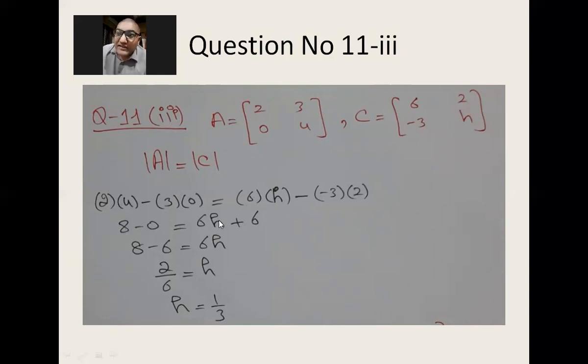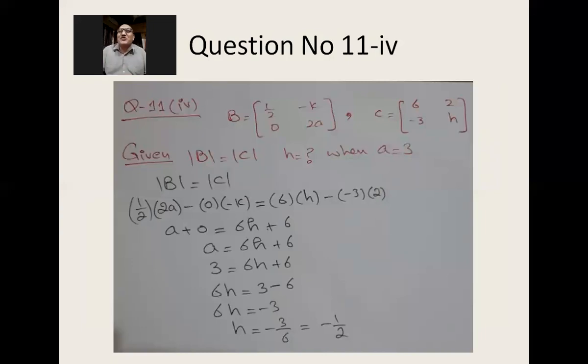So you have 8 minus 0 equals to 6h plus 6. So 8, bring this to this side. So 8 minus 6 is equal to 6h. So it will be 2, take this 6, which is multiplying with the h, to the other side. So it will be 2 by 6 and h will be equal to 1 by 3. So h is equal to 1 by 3. Hopefully you understand. It's an easy question.